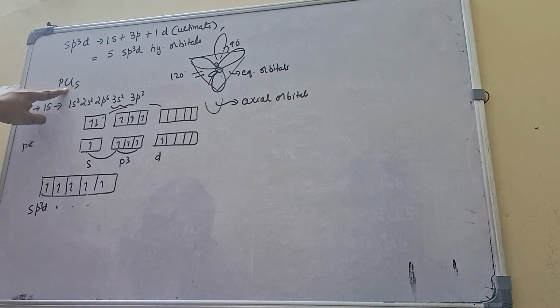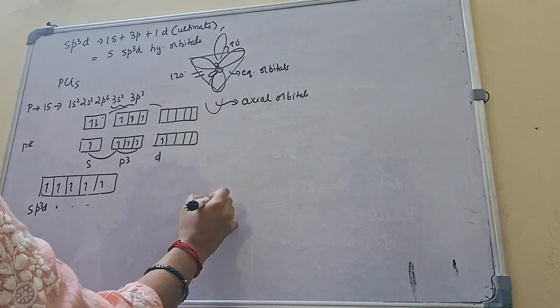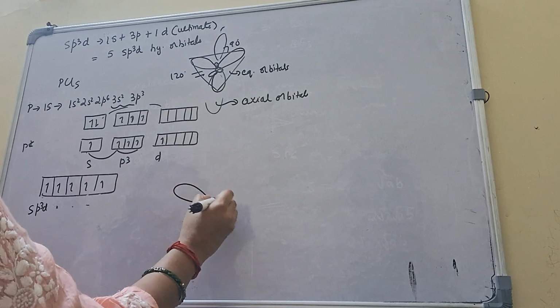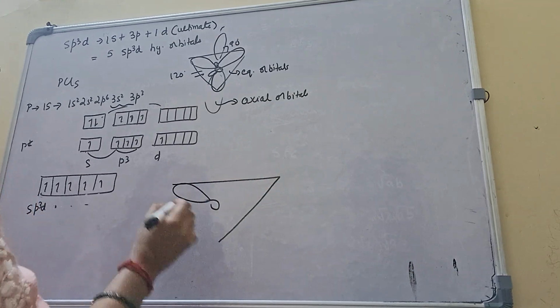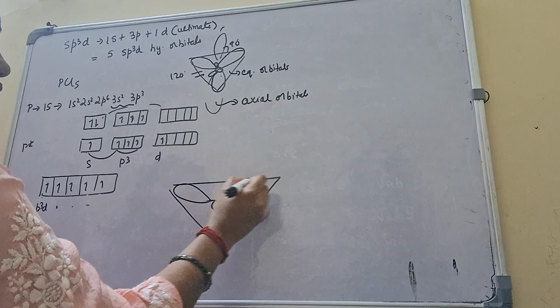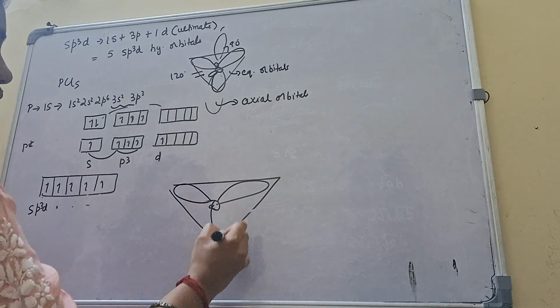Correct? Now there are 5 chlorine atoms. Chlorine has a 3p orbital, one of them is empty. So that will come. Let us write it here again. If I just have to show overlapping, first I will draw this. It becomes easier for me.